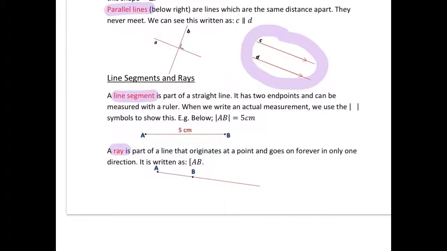A ray is a part of a line that originates at a point and goes on forever in only one direction. So this line here starts at A, goes through the point B, but continues on forever and ever and ever. It's usually written as AB with a little bracket around the A to show that it starts there.